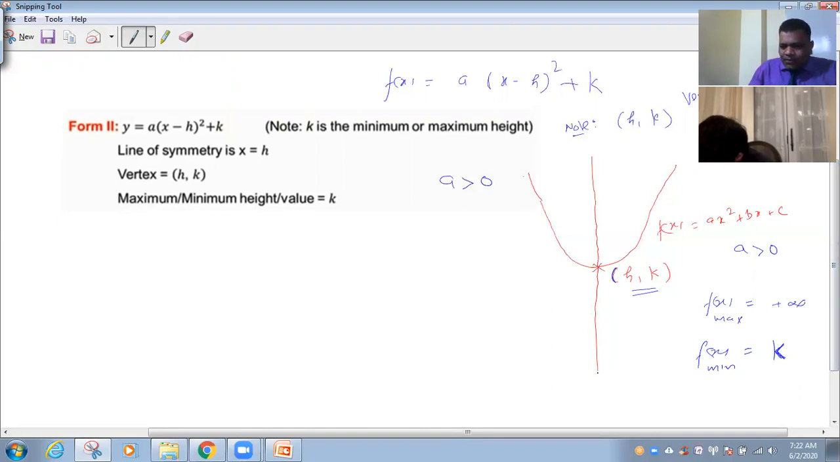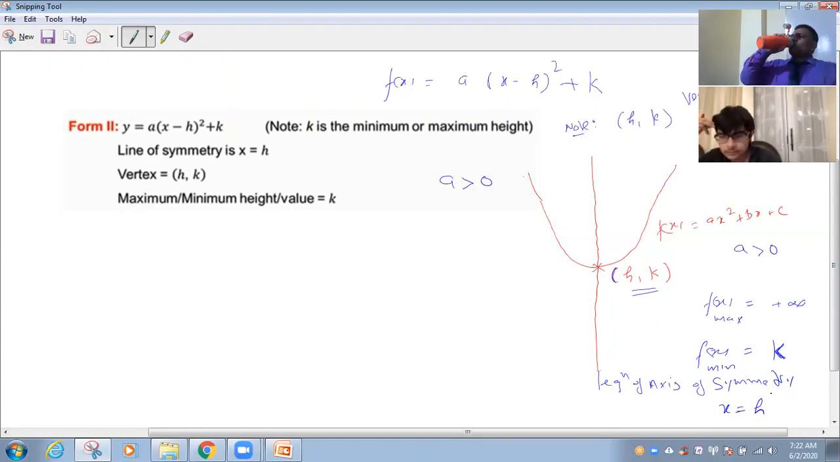And what is the equation of the axis of symmetry? x is equal to h. That is the equation of the axis of symmetry, x is equal to h.